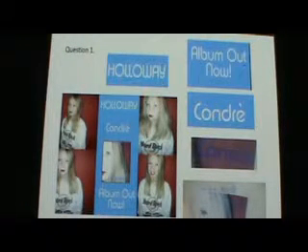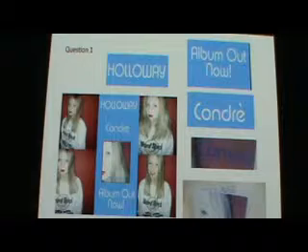The difference between the font on my digipack and advert is that I use capital letters for the name of the artist on my advert. The reason I did this was to make it stand out even more.